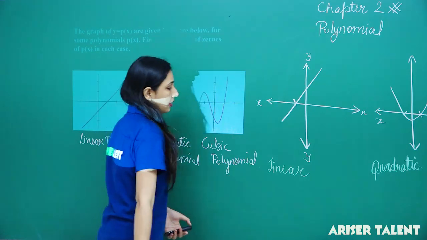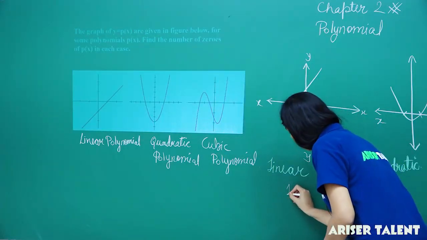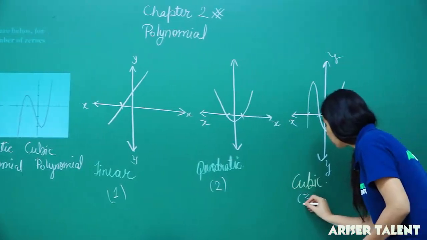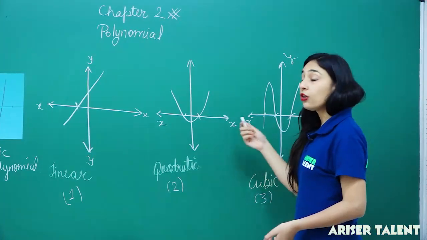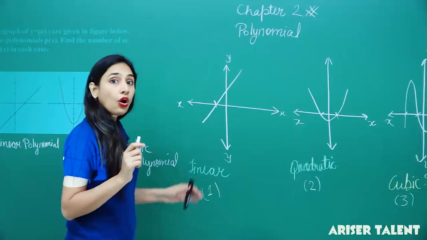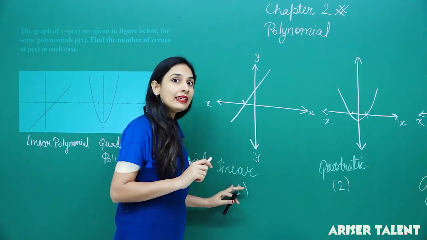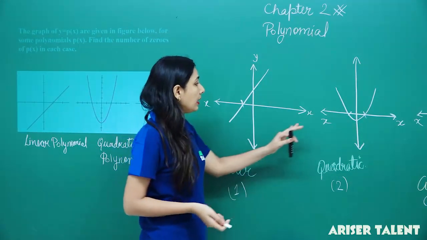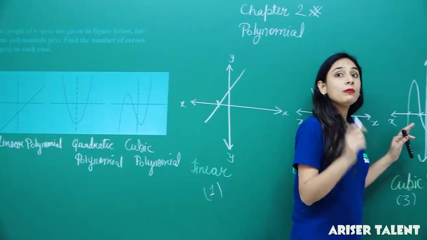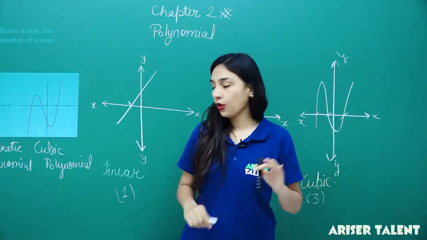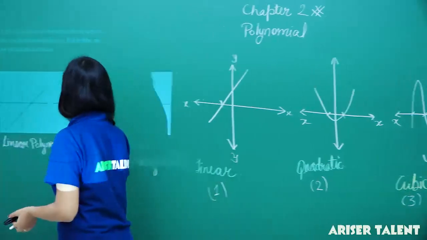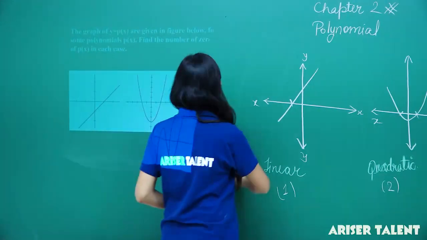So the highest degree in this was 1, in this was 2, in this was 3, and we can conclude from this that the maximum number of zeros in linear will be 1 as the degree is 1, in quadratic will be 2 as the degree is 2, and in cubic will be 3 as the degree is also 3. At most. So there are some cases.